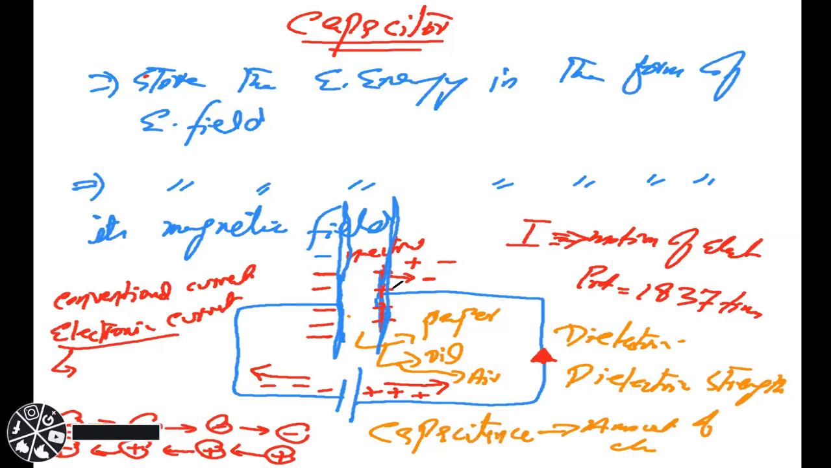And if you use the best dielectric over here, a dielectric which has high dielectric strength, then the storage of charges will get increased. The amount of charges will get increased, so the capacitance will get increased. Best dielectric strength means best insulating material.